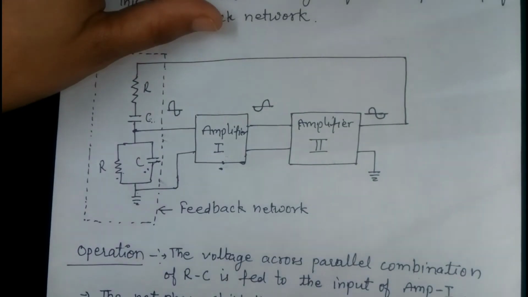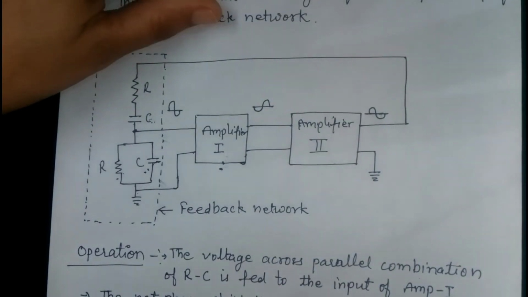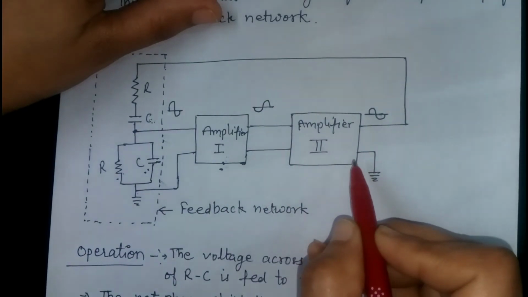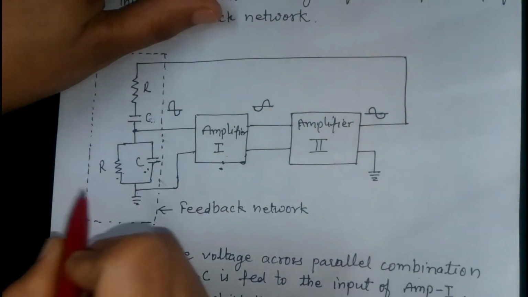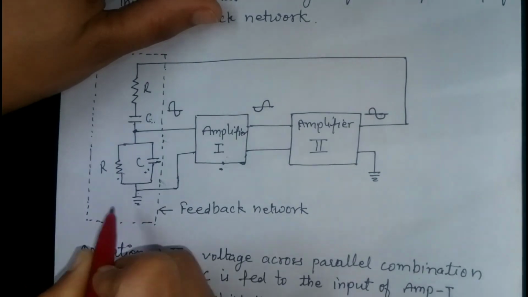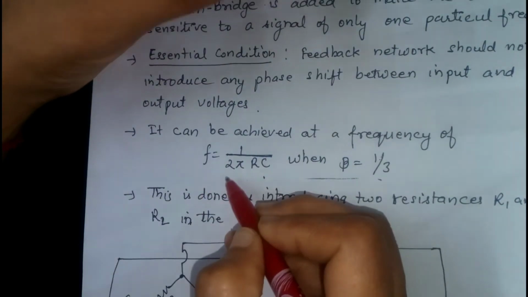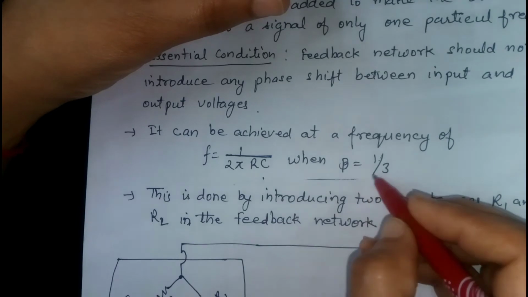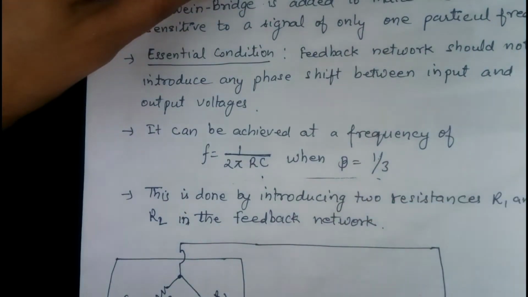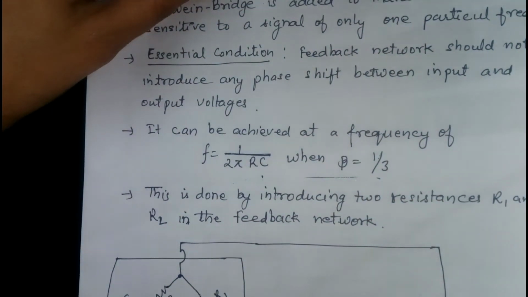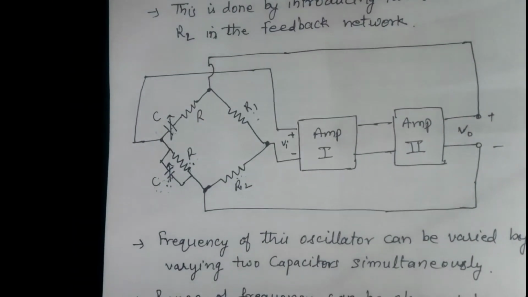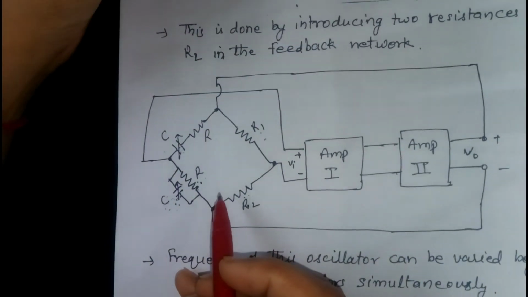Now, what is the essential condition of this feedback network? As we know, both the stages provide a total phase shift of 360 degrees. So it is essential that this feedback network should not provide any phase shift. Now to achieve this, the frequency of the oscillator must be 1/2 pi RC when the beta of the transistor is 1/3. This is done by two resistors R1 and R2 in the feedback network. Now this becomes the Wien-Bridge in the feedback circuit.